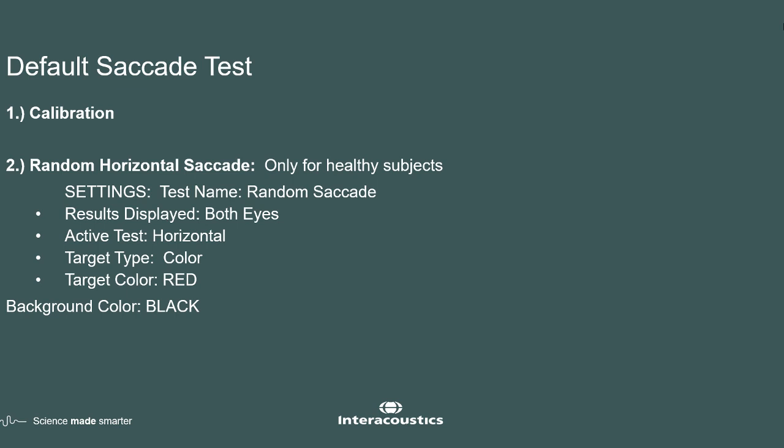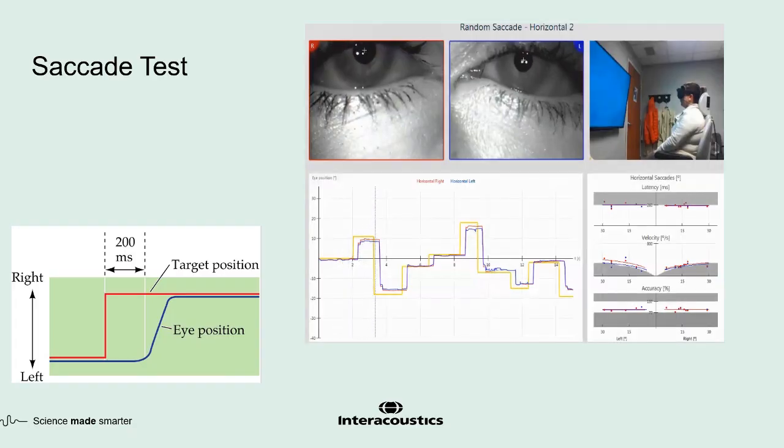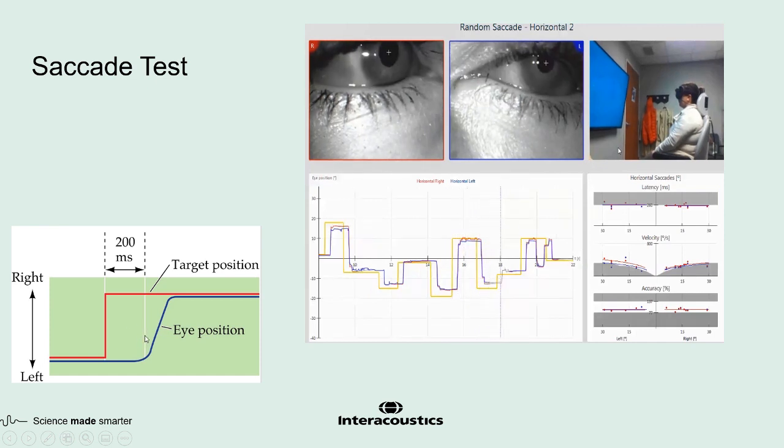So for the default saccade test that exists within our system, here are the parameters. I'm sure everybody's fairly familiar with that. This is someone doing a standard horizontal saccade task. If you look over here, you can see this is the target moving. This is the latency, the duration between when the target moves and the eye starts to move. That's considered the latency of the saccade.